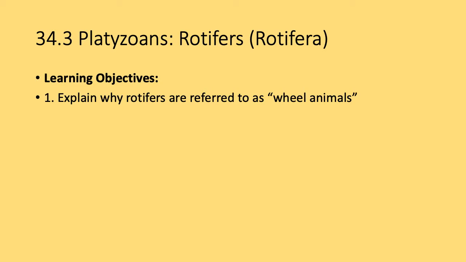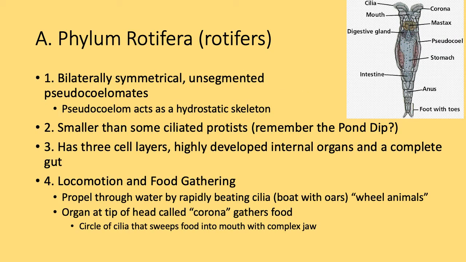So rotifers, you may remember, maybe you don't, but when we did our little virtual pond dip, rotifers were in there, and they were a part of the animal kingdom. And I think I said list the ones that were animals, and that was question number 10. So rotifers are called wheeled animals, and hopefully by the end of this section you can understand why they're called wheeled animals. So phylum Rotifera.